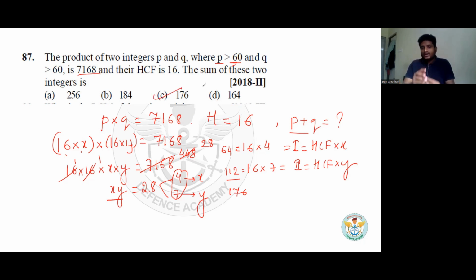Understood? This is a new kind of problem. Even though this appeared in 2018, I have taken this because I think this is a very new kind, and we had seen a very similar one in 2022 also. Understood what we did here?